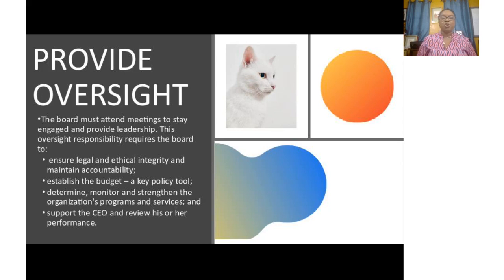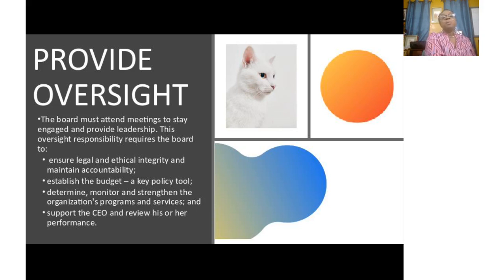If you're a board member, you must attend meetings to stay engaged and provide leadership. The reason for this is you can't get action done without a quorum. You must have a quorum in order to move things forward. This oversight responsibility requires the board to ensure legal and ethical integrity and maintain accountability, establish a budget, which is a key policy tool, determine, monitor, and strengthen the organization's programs and services, and support the CEO and review his or her performance. I cannot tell you how many times a CEO has not been reviewed, or they review themselves. This is a board responsibility.